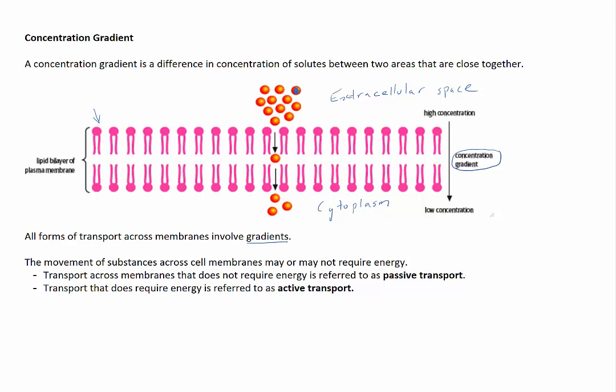The movement of substances across cell membranes may or may not require energy, and you're going to be learning about two different categories of transport across membranes. These are passive transport and active transport. The transport or movement of substances across a cell membrane that does not require energy is referred to as passive transport. And transport that does require energy is referred to as active transport. We're going to be looking at these two specific types of transport in more detail.